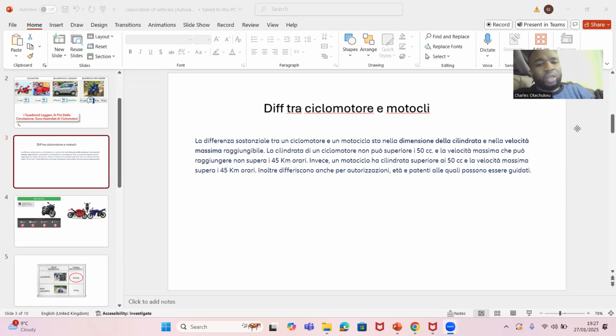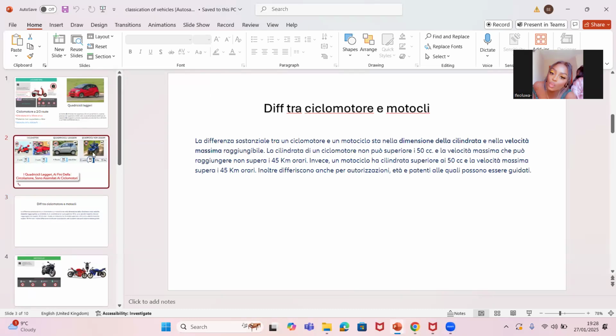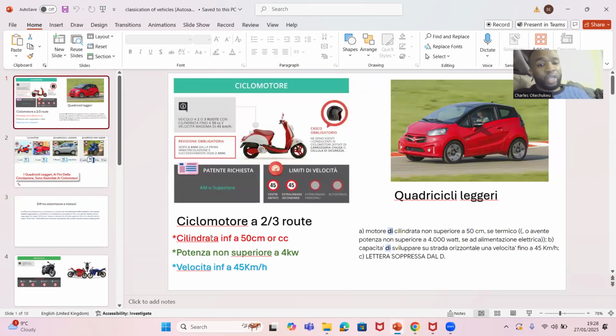Now, if I tell you that for ciclomotore the speed limit is inferiore a 45 km/h, in your opinion, what can be the speed limit of motocicli? The question is very simple. I want you all to understand this particular topic. If for ciclomotore the velocità is inferiore a 45 km/h.